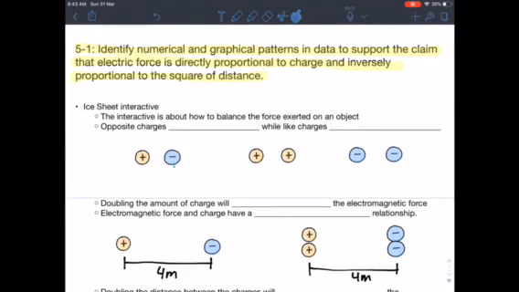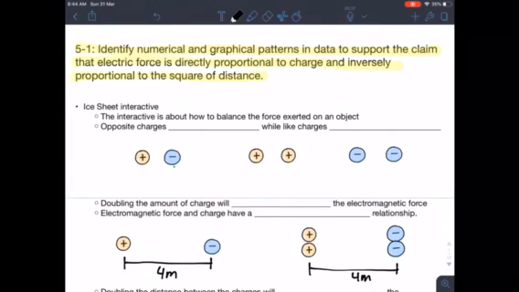So we're going to be working on the first learning objective of the second term of NGSS Physics. This learning objective is 5-1: identify numerical and graphical patterns to support the claim that electric force is directly proportional to charge and inversely proportional to the square of distance. There's a lot of things in that sentence that I want us to focus on.